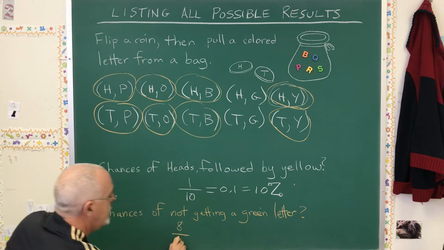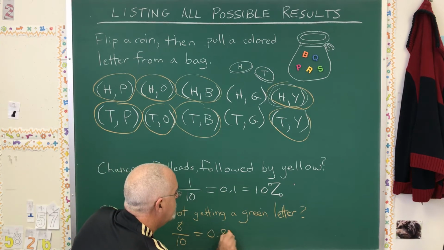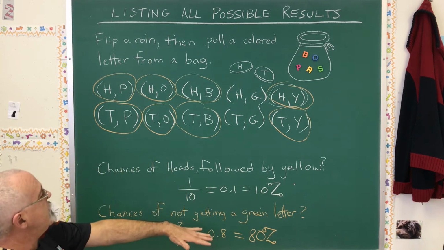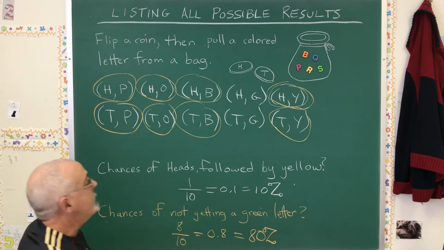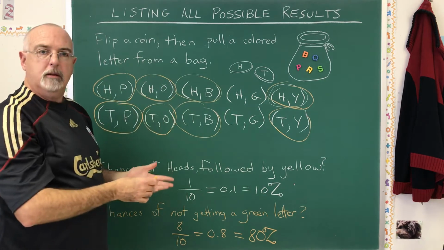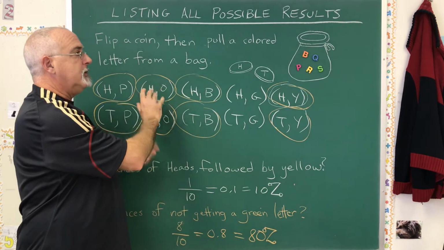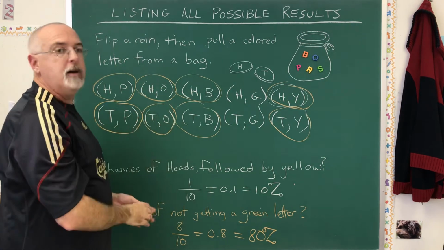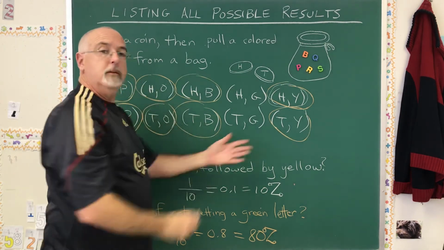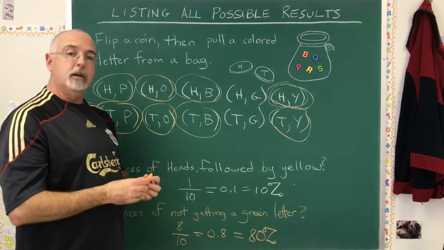The total is still 10, and I can give my answer in fraction form, or decimal form, or 80% or percent form, and there is an 80% chance of not getting a green letter. This question is a little bit confusing for some students because of the fact that the coin flip isn't mentioned. What that means is that any result from the coin flip is okay so long as it doesn't have a green letter following it, and therefore we're able to show with our list of all possible results all of the ways that can happen and answer the question.